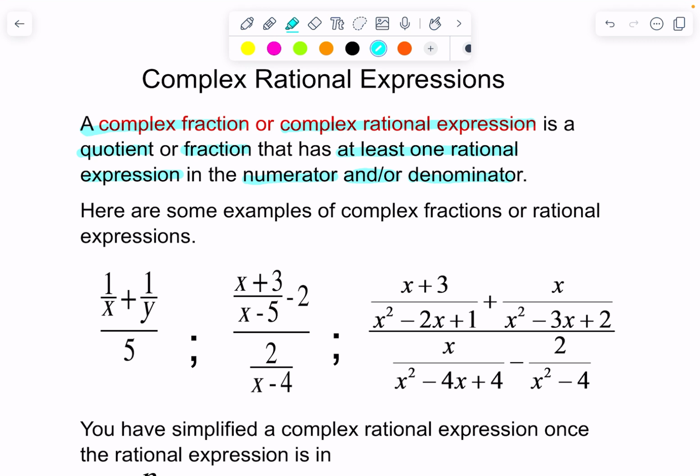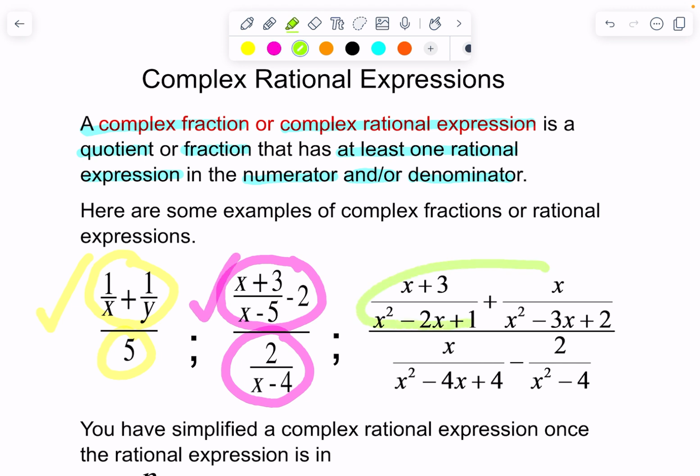Here are some examples of complex fractions or rational expressions. In this first complex fraction, we have a rational sum in the numerator divided by a real number, so that meets the qualifications. In our second example, we have a sum of a rational expression divided by another rational expression, which meets the qualifications. And in our third example, we have the sum of rational expressions in the numerator divided by the difference of rational expressions in the denominator, which also meets the characteristics of a complex rational expression.